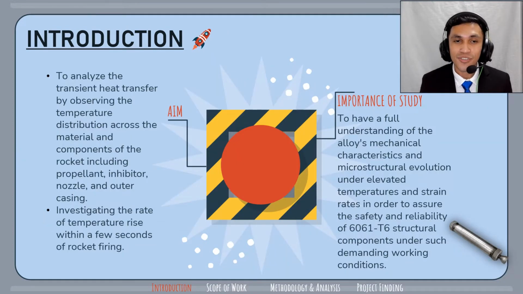Move on to the aim of my research. It is to analyze the transient heat transfer by observing the temperature distribution across the material and components of the rocket, including propellant, inhibitor, nozzle, and outer casing. Besides that, it is investigating the rate of temperature rise within a few seconds of rocket firing. The importance of the study is to have a full understanding of the alloy's mechanical characteristics and microstructural evolution under elevated temperatures and strain rates in order to assure the safety and reliability of 6061 structural components under demanding working conditions.